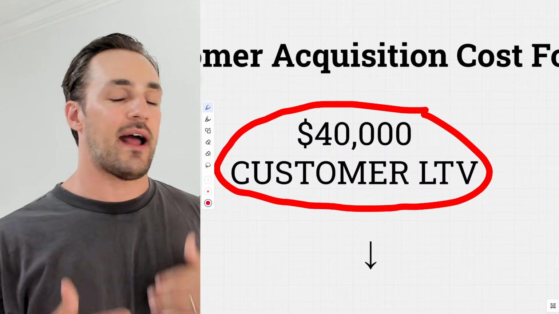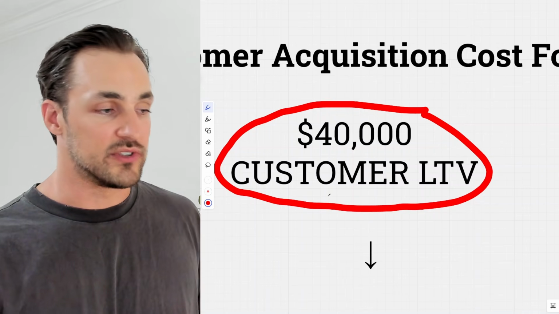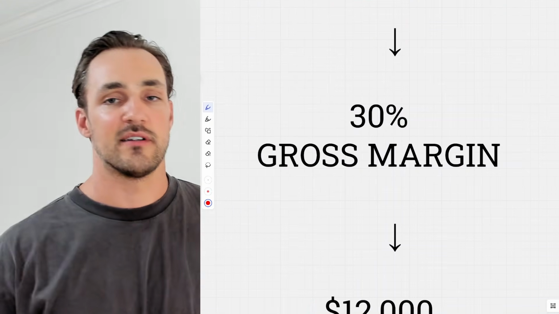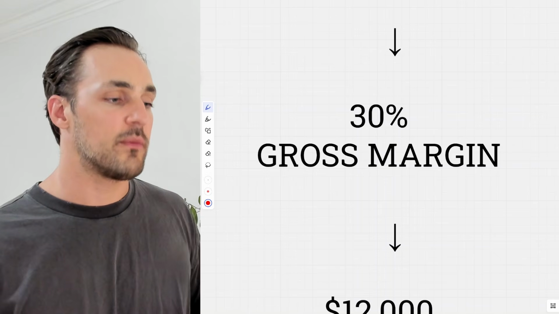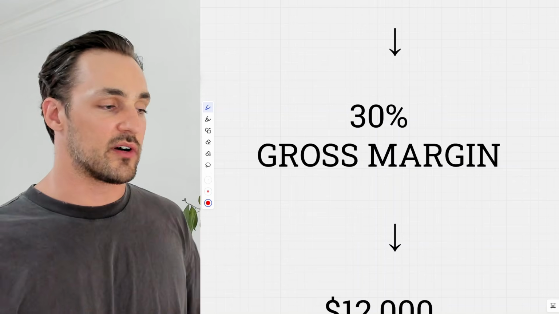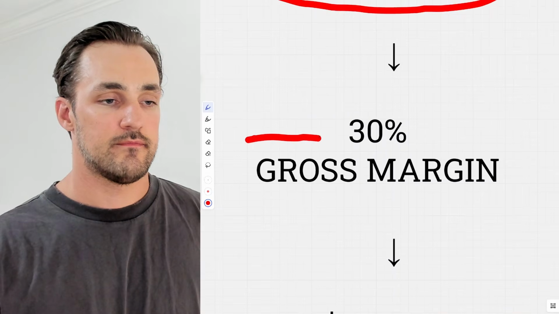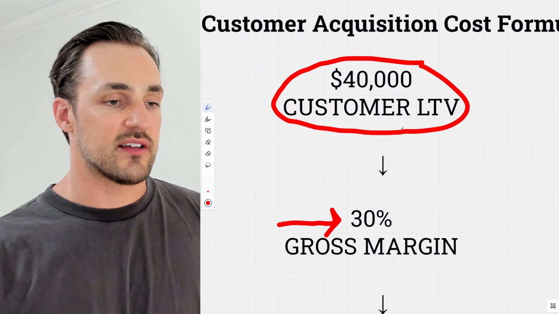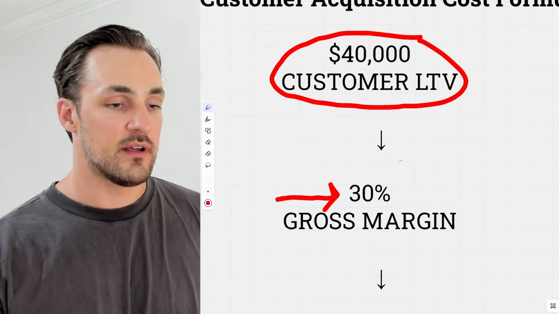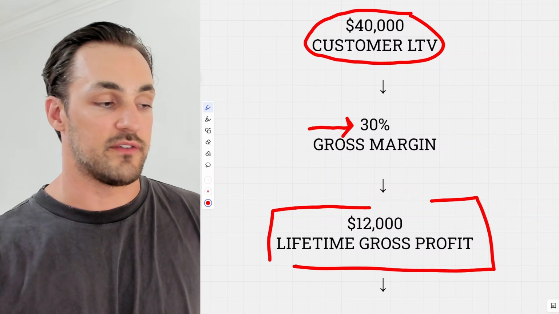Now we'll need to figure out how much gross profit that customer actually creates. So what we'll do is adjust for our gross margin. A $40,000 customer value might sound valuable, but the business still has costs to deliver the product or the service. For example, let's say that this business has a 30% gross margin. So if we take our $40,000 customer value and multiply it by our 30% gross margin, that means we have $12,000 in lifetime gross profit.